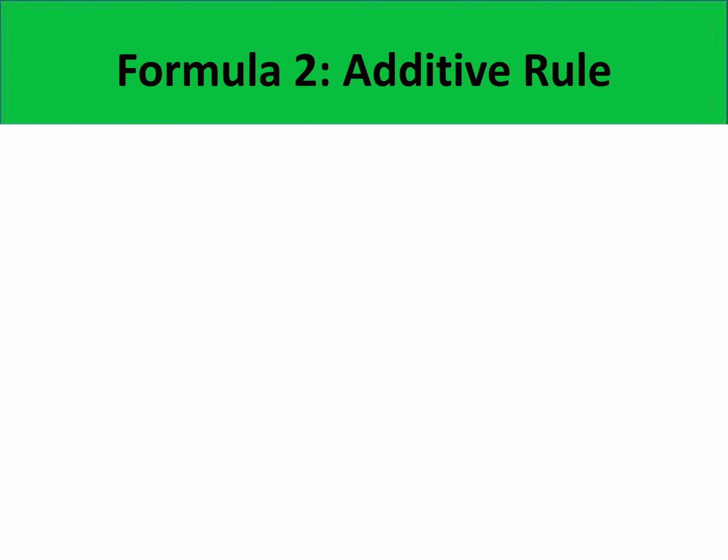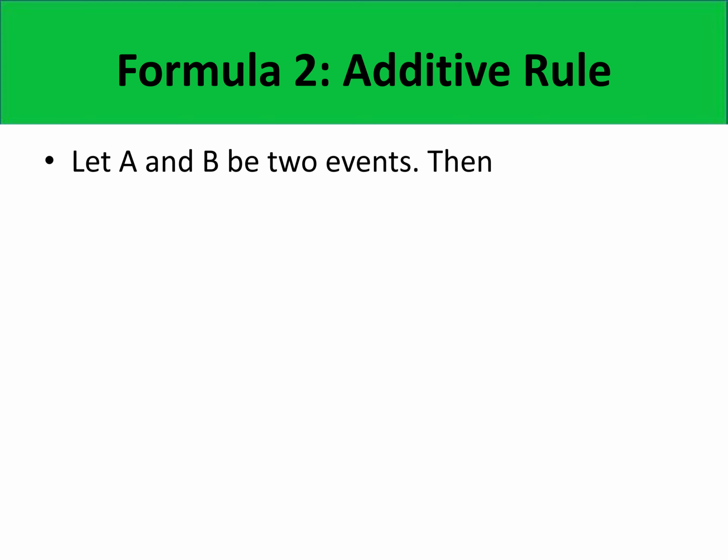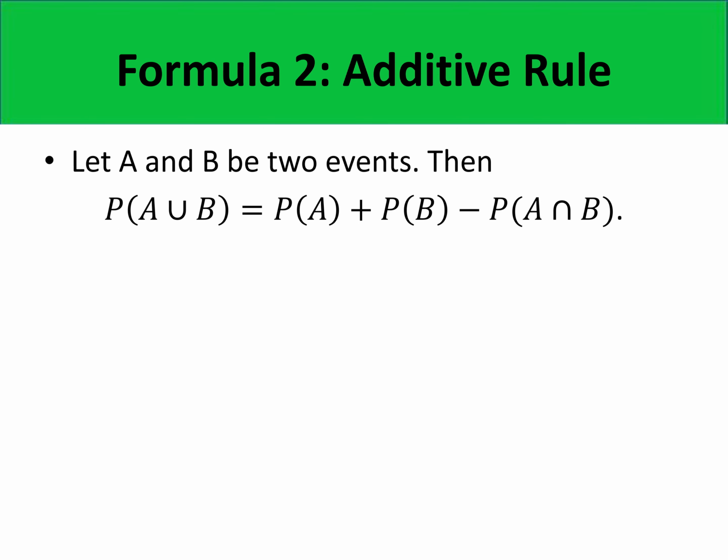The second formula for probability is the additive rule. Let capital A and B be two events. Then the probability of the union of events A and B is equal to the probability of event A plus the probability of event B minus the probability of the intersection of events A and B.